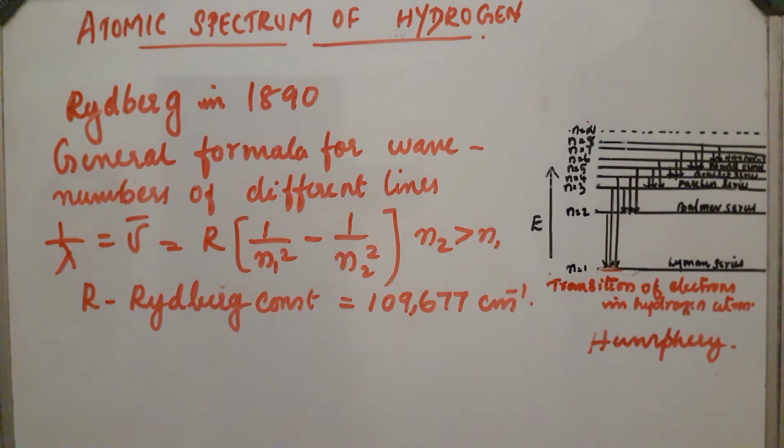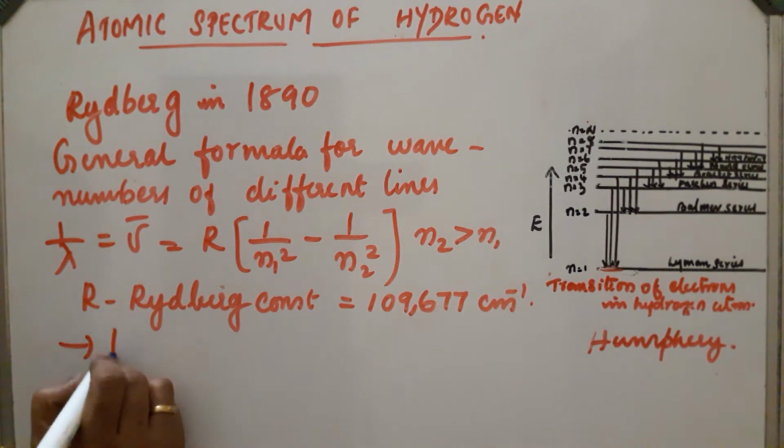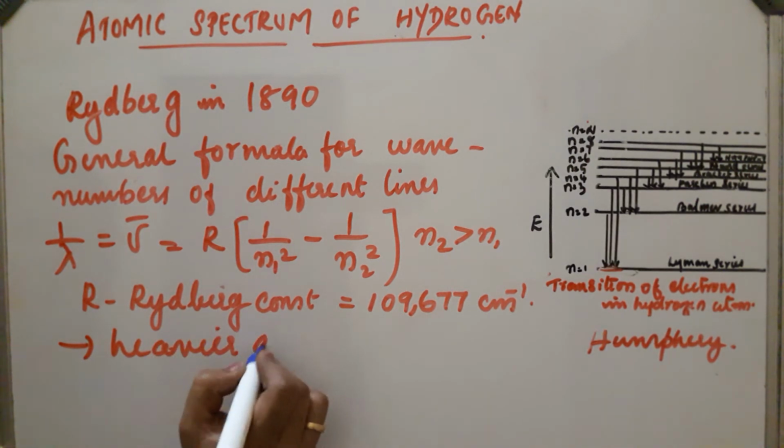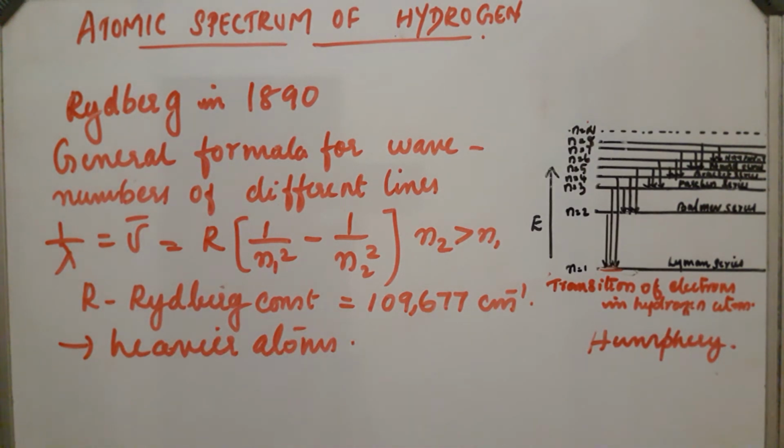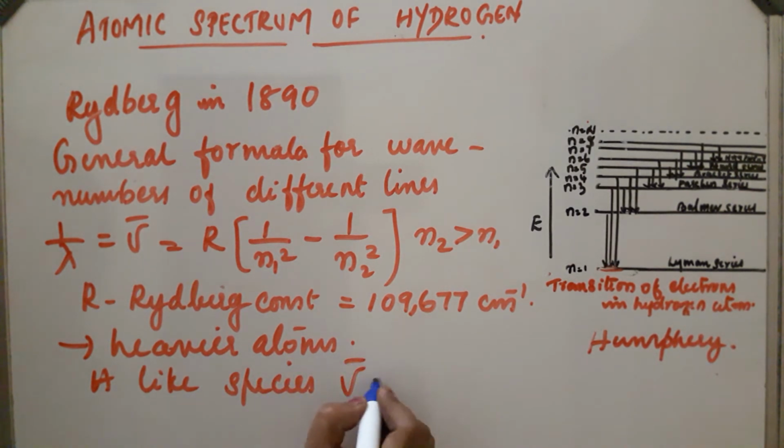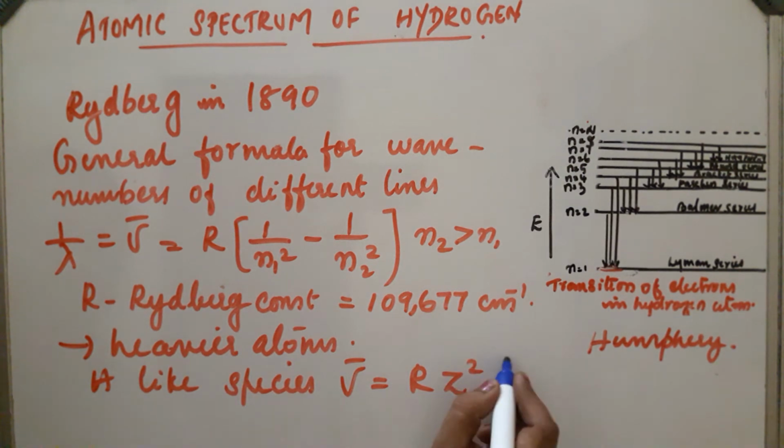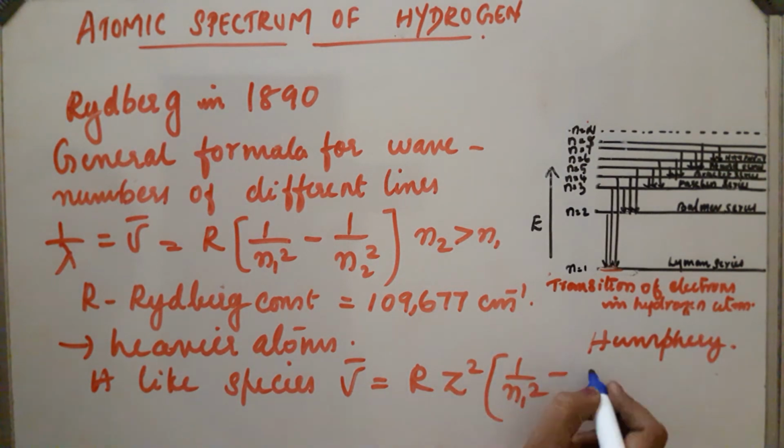Line spectra become complex in the case of heavier atoms. This is in the case of the hydrogen atom, where different lines are obtained. It becomes complex in heavier atoms. So for other hydrogen-like species, he introduced one more factor, that is nu bar is equal to R Z square into 1 by n1 square minus 1 by n2 square, where Z is the atomic number. So this will be in the case of other hydrogen-like species. So this much about the atomic spectrum of hydrogen.